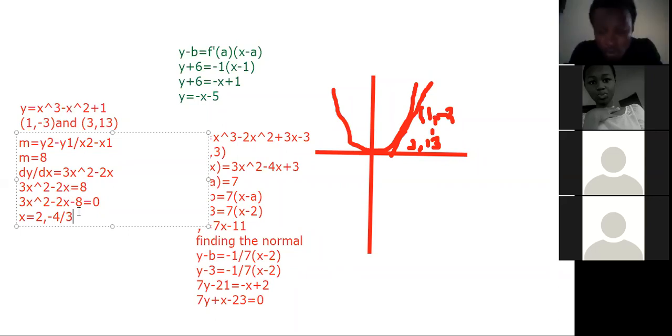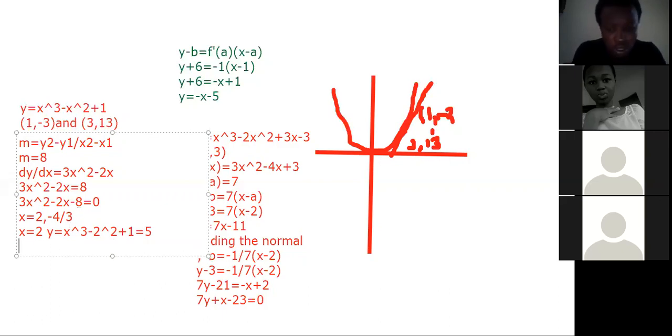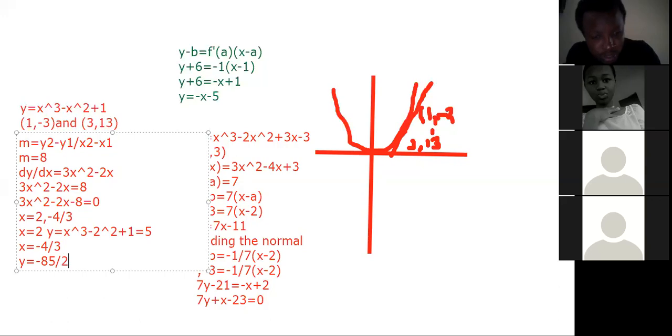Yes, sir. So you substitute. When x is equal to 2, y will be equal to 2 raised to the power 3 minus 2 raised to the power 2 plus 1. What are you getting? 5. So it's equal to 5. Then when x is equal to negative 4 over 3, please substitute it into the equation and give me the answer. I will get minus 85 over 27. So that's what I'm getting.